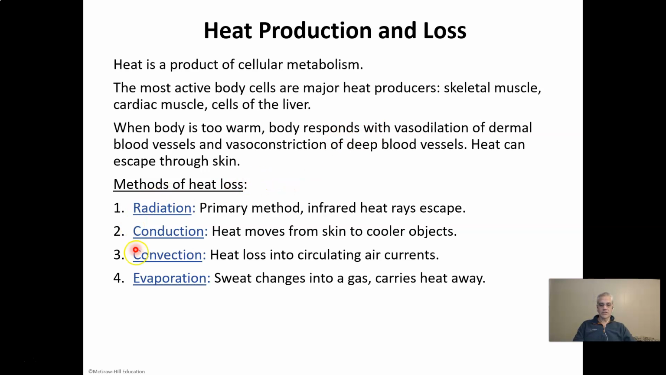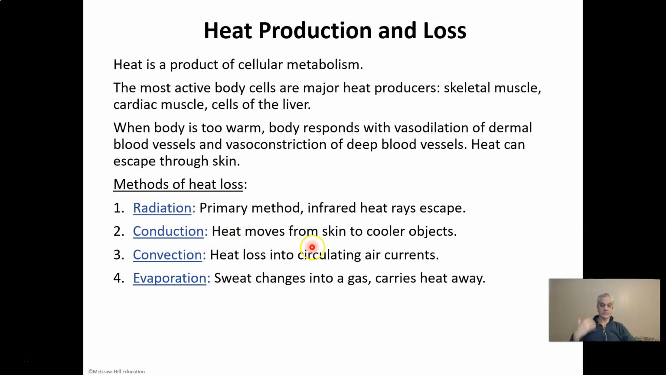Now, you can lose heat in any of these ways, right? You can radiate. Now, when we say radiation, that doesn't mean that you're radioactive. It just means you are radiating heat, right? You are a source of heat, and so if we put an infrared camera on you, we're going to see you radiating heat away from your body.